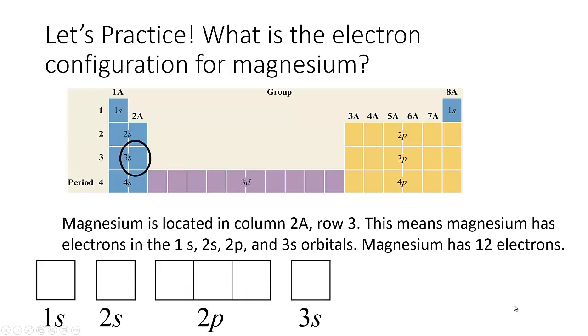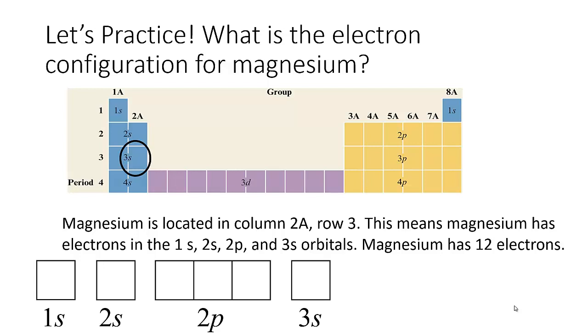Alright, let's try again. Now magnesium. Magnesium is located in column 2A, row 3. This means magnesium has electrons in the 1s, the 2s, the 2p, and the 3s orbitals. I just went with everything that was on this chart before it. And then magnesium has 12 electrons. Remember, how did I know magnesium has 12 electrons? You look at the element, and then you look at the number above it, and that number tells you it has 12. It has an atomic number of 12.